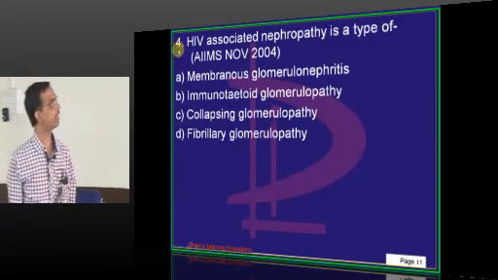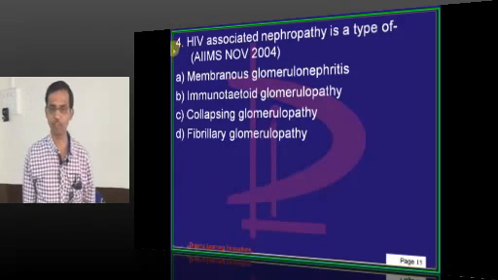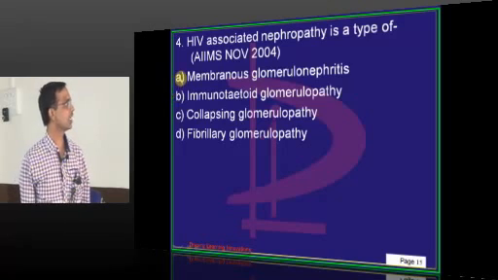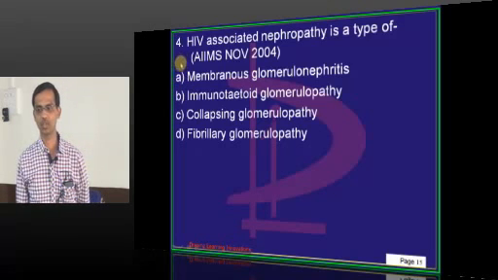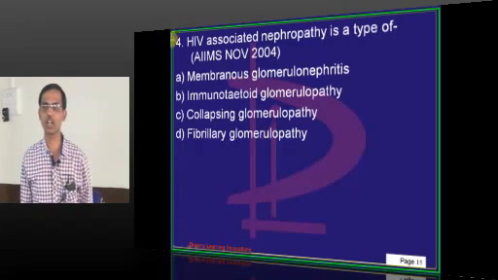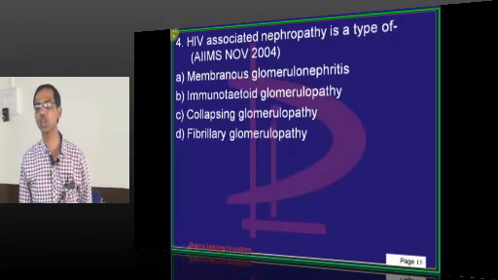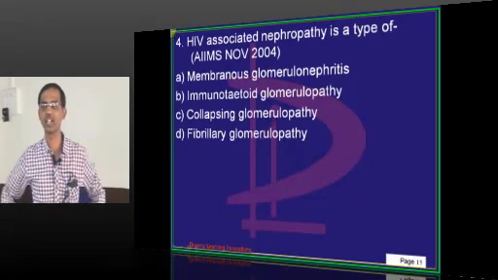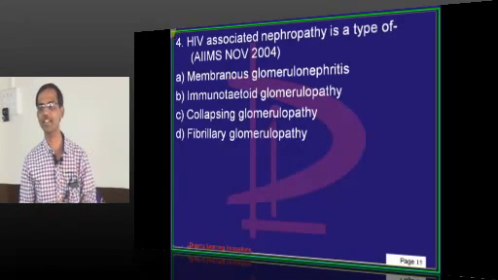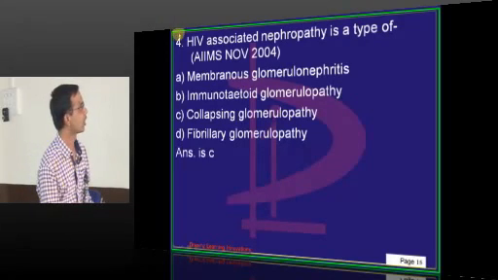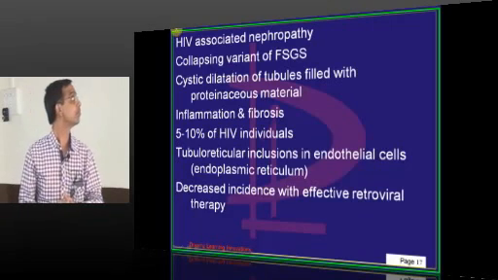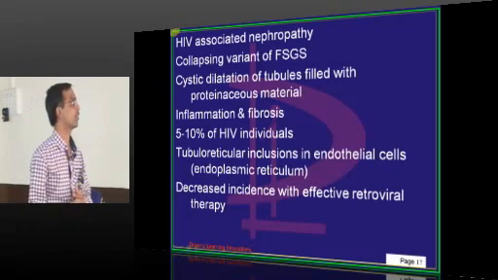HIV associated nephropathy is a type of: membranous, immunotactoid, collapsing, fibrillary. It's a type of collapsing glomerulopathy. It's called collapsing glomerulopathy because there is collapse of the glomerular tuft. It gets collapsed. Why? Because there is sclerosis. So it's a type of FSGS, focal segmental glomerulosclerosis. HIV associated nephropathy is called the collapsing variant of FSGS.